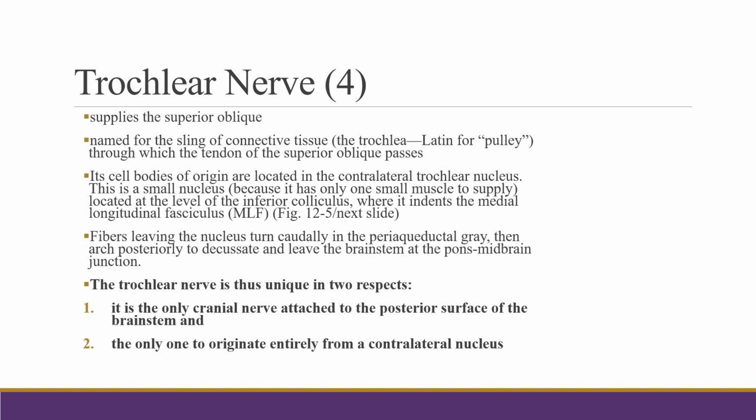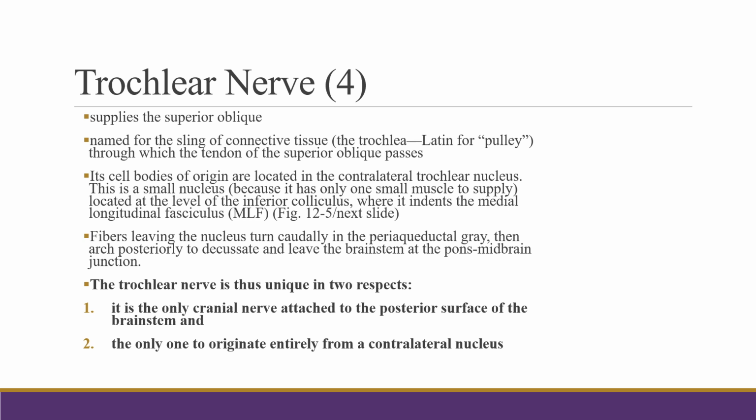Trochlear nerve supplies the superior oblique, so SO4. It's named for the sling of connective tissue, the trochlea, which means pulley in Latin, through which the tendon of that weird superior oblique muscle passes. Its cell bodies of origin are located on the opposite side, so the contralateral trochlear nucleus.